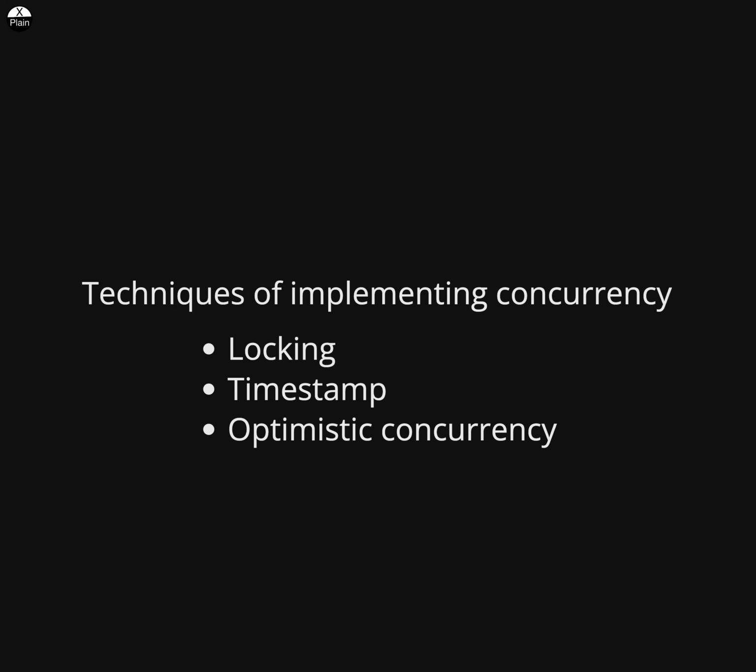Optimistic concurrency control is a technique that allows multiple users or processes to access and modify the data concurrently and check for conflicts at the time the changes are committed to the database. If a conflict is detected, the changes are rolled back and the user or process must try again.